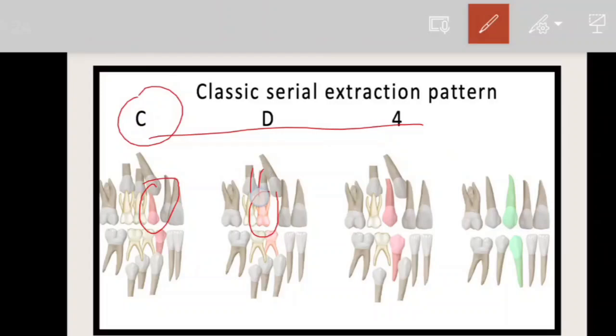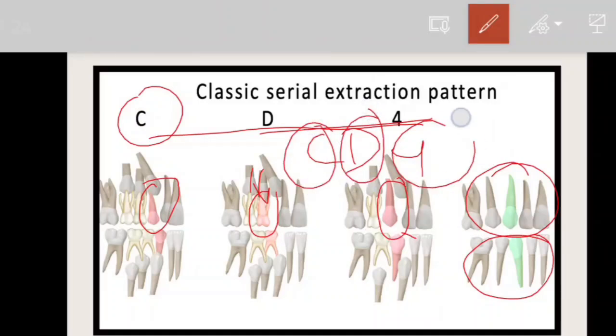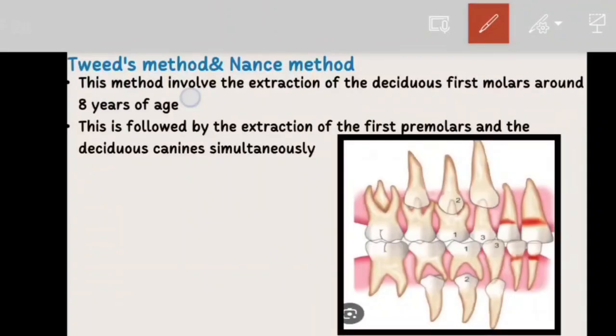So this one is the premolar which is going to erupt. Now the third step is removing the first premolar, and then finally it will allow the canines to erupt. So you have to remember CD4. C means the deciduous canine, D means the first deciduous molar, and 4 means the first premolar. Okay. The next method is the Nance method.